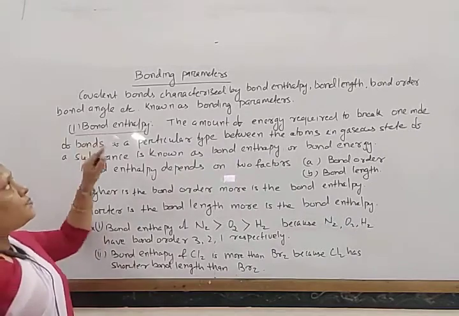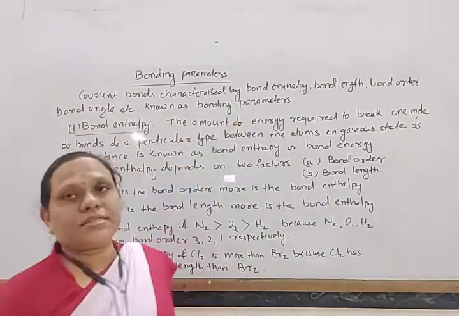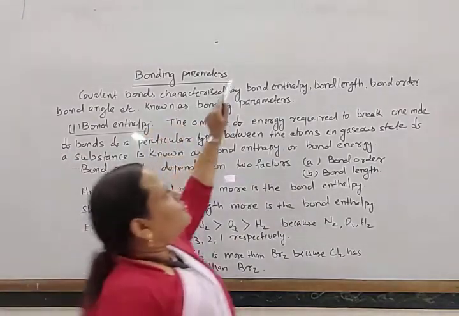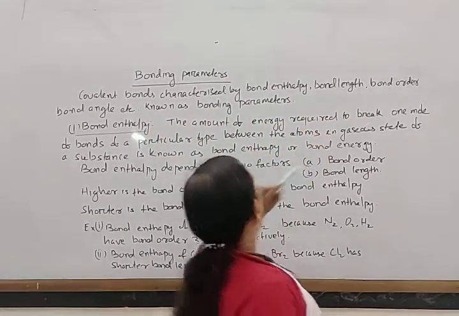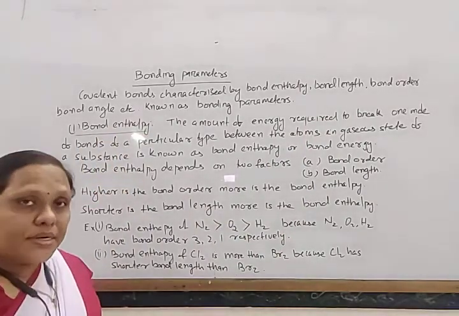Okay, note down these points. Bonding parameters. Covalent bonds are characterized by some bonding terms, that is bond enthalpy, bond length, bond order, bond angle, etc., known as bonding parameters.